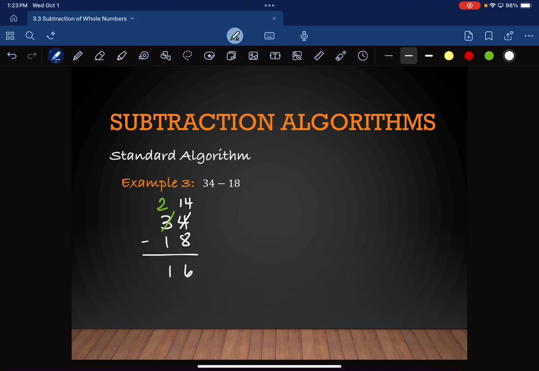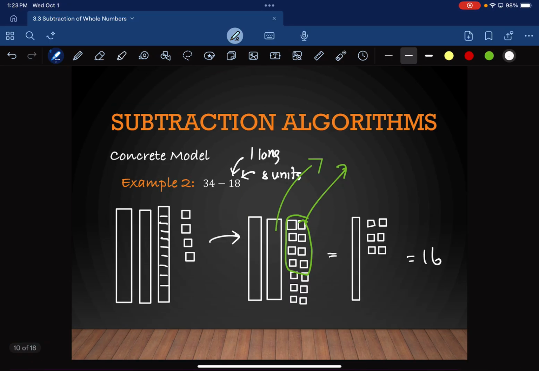Why did 1 become 10? Well, it didn't really, right? It was 10 all the way along. It was in the 10s column is why. So when we took it away, we took away 10, which is a 1 in the 10s column. That's what's happening here, and you can justify it visually from this particular algorithm. You can see that's what happened. Right? I took a long and I broke it apart into 10 little units.